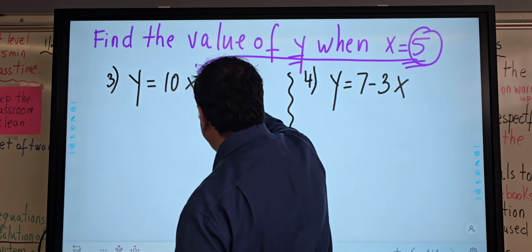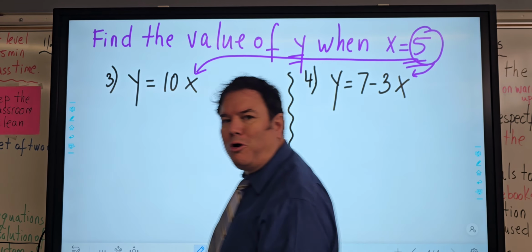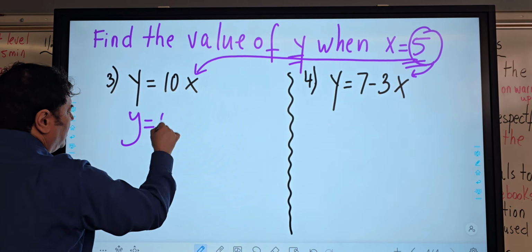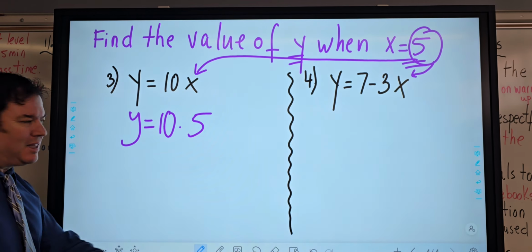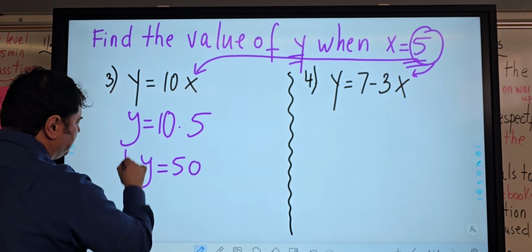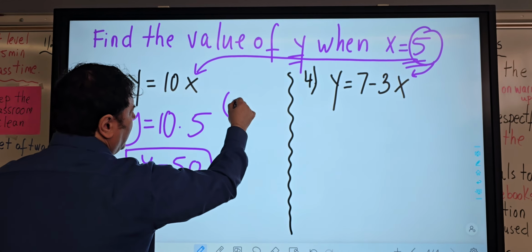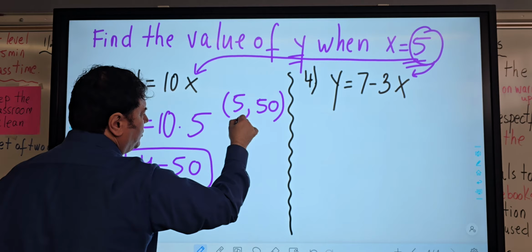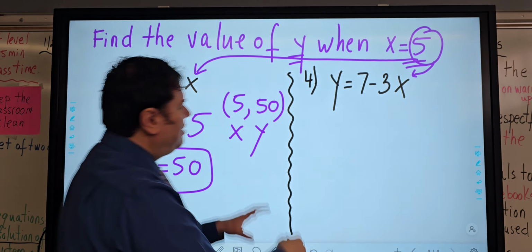So we put 5 for x in both of our equations, and then we are going to solve the equations. So in this one we have y equals 10 times, instead of x we put 5. And everyone should know 10 times 5 is 50. Y equals 50. And the ordered pair would be, remember, x is 5, y is 50. The input and the output. Okay, and let's continue to example 4.